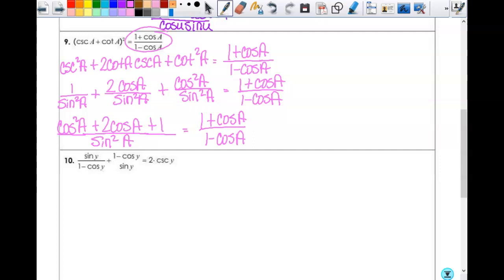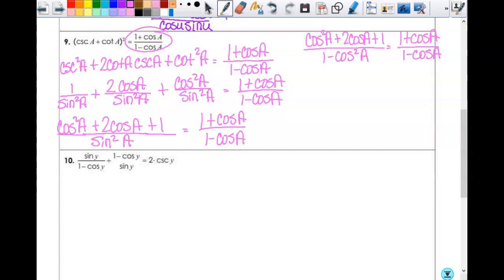Okay. All right, so now that I'm here, and knowing what my goal is, thinking about what your goal is is important too. There's some things I could do here, but I think substituting something right now could get me on the right track. So what could I substitute? I would change the sine squared to 1 minus cosine squared. So let's rewrite it. Cosine squared A plus 2 cosine A plus 1 over 1 minus cosine squared A equals 1 plus cosine A over 1 minus cosine A.